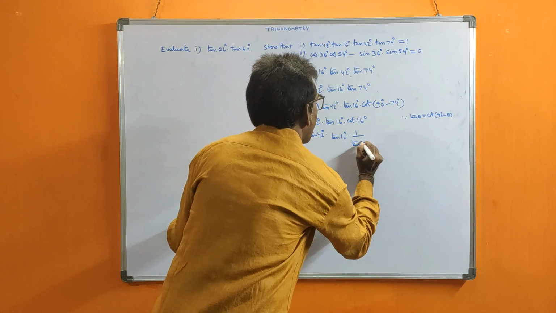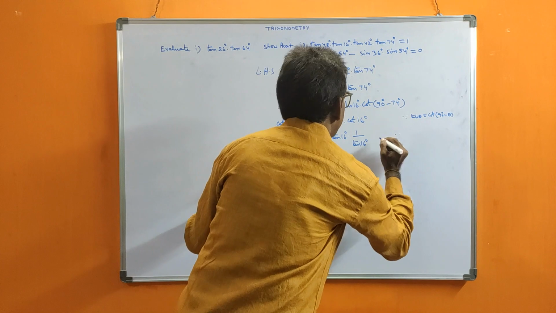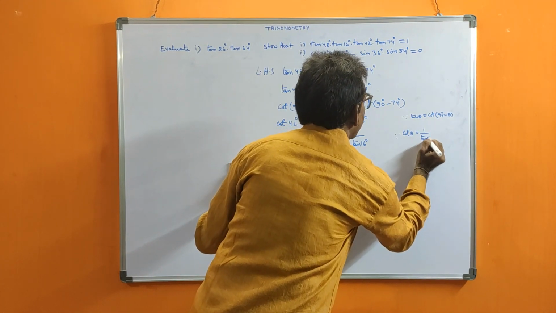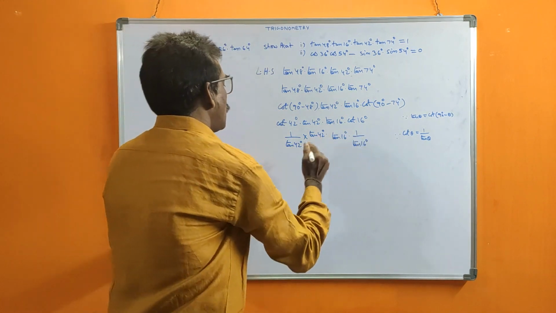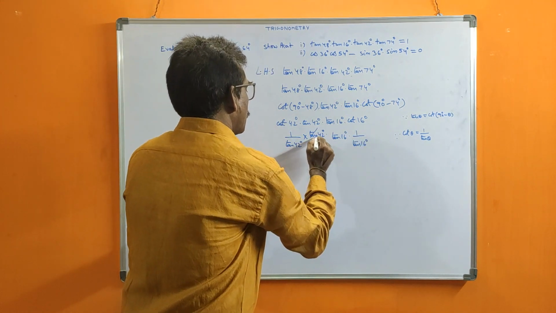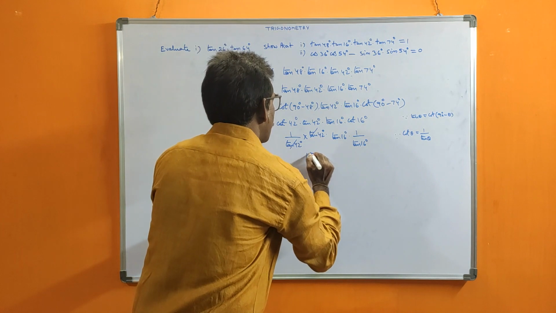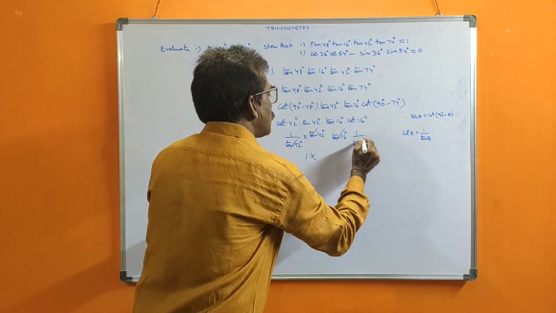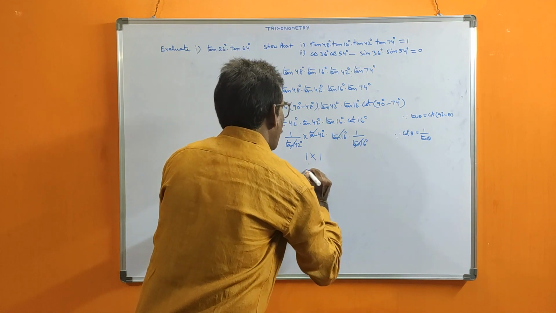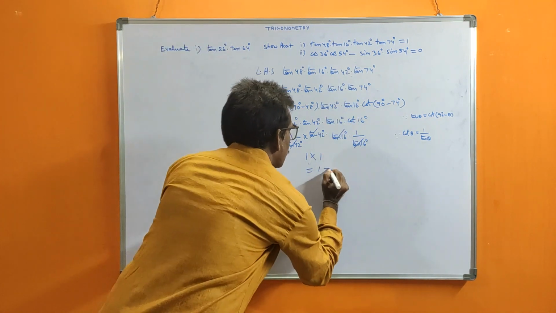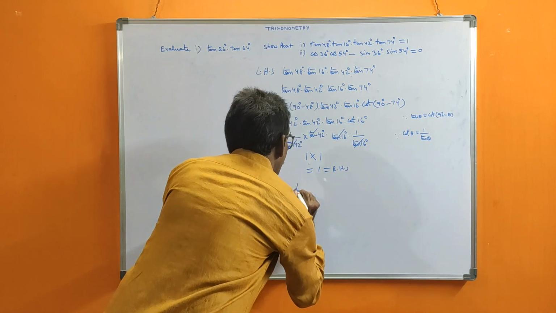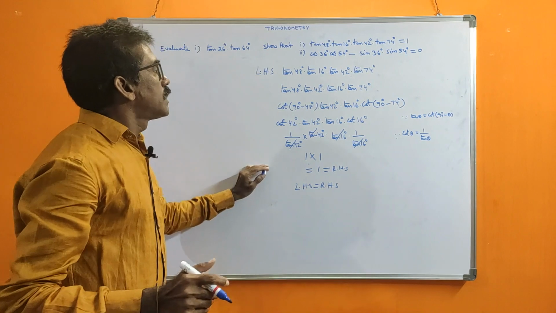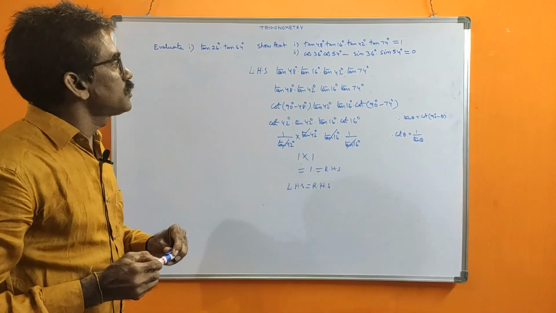Cot is 1 by tan. Why? Because cot theta is equal to 1 by tan theta. For that reason, now numerator tan 42, denominator tan 42, cancelled, 1. Numerator tan 16, denominator tan 16, cancelled, 1. 1 into 1 is equal to 1. That is RHS. Therefore LHS is equal to RHS. Hence proved. That is our aim in solving this problem.